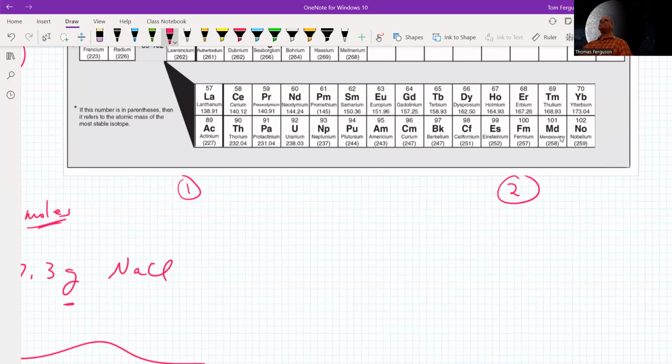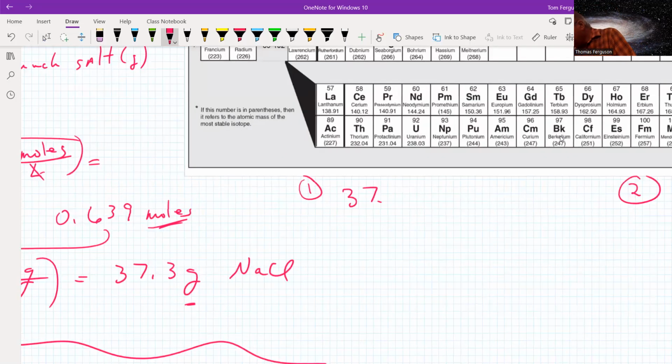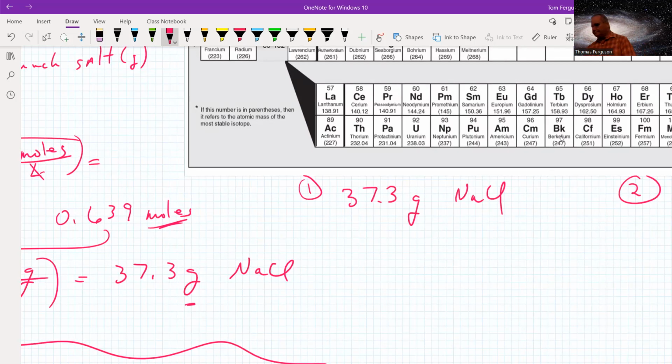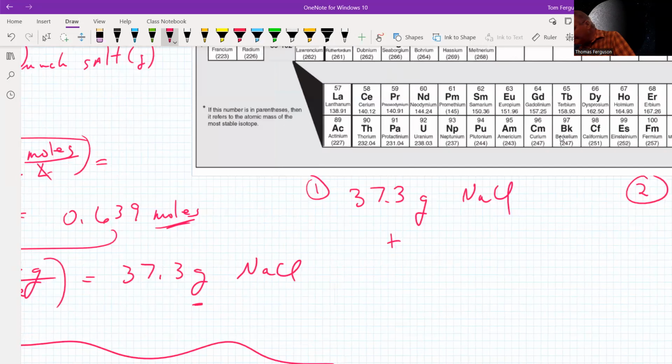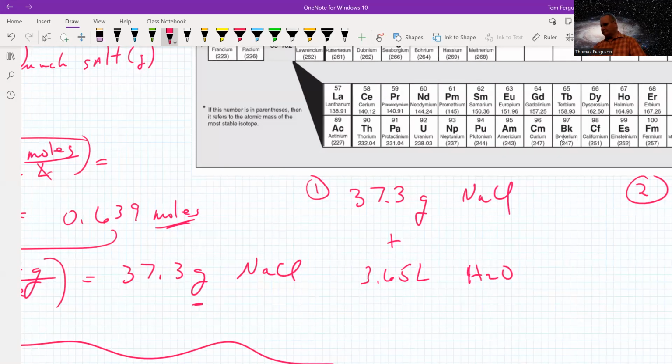Okay, give me one way to mix that up. That's true, you've got to stir it. How do we do that? We just calculated how many grams of salt we needed to add. Well, one way would be to take the 37.3 grams of salt we just calculated plus 365 liters of water, right? We dump in the salt, we dump in the water, we're done, right? That's one way to do it.